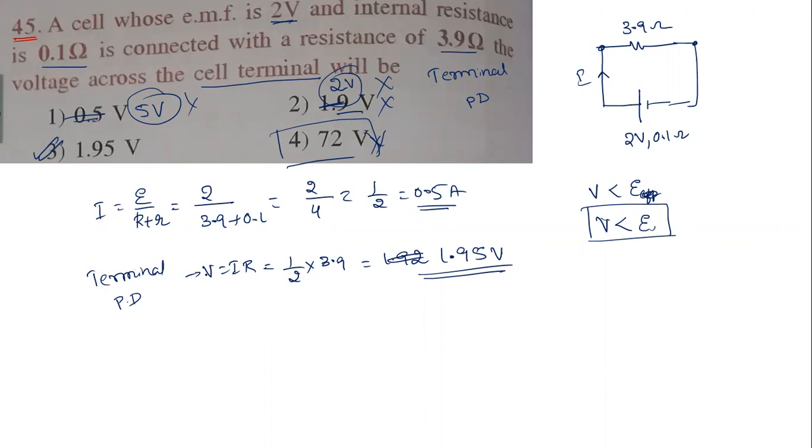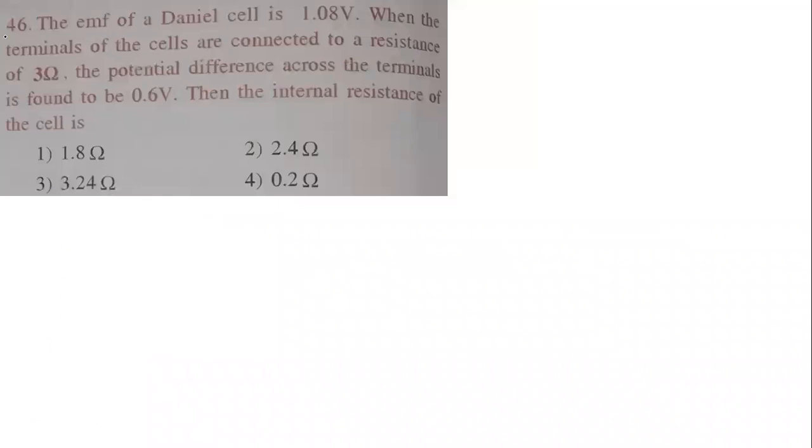Okay. Let us go for the next one now. Question number 46. A Daniel cell is given, EMF 1.08 volt. When the terminals of the cell are connected to a resistor of 3 ohm, which is the external resistance, the potential difference across the terminals is found to be 0.6 volt. That is the terminal potential difference.